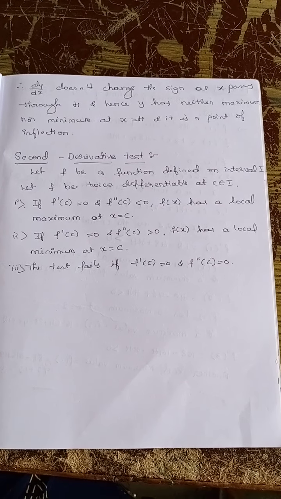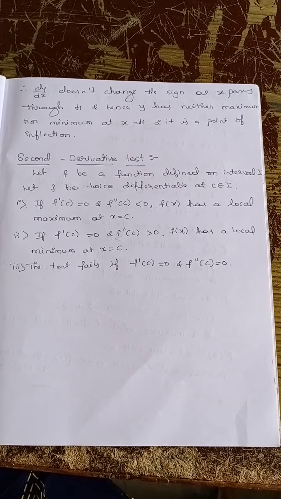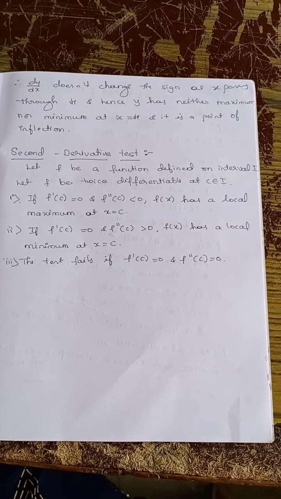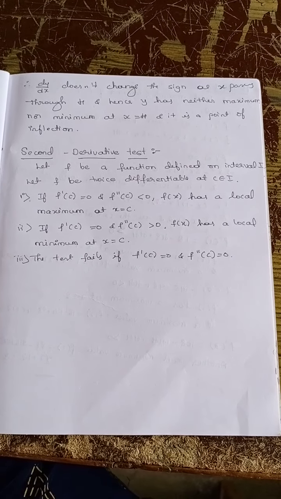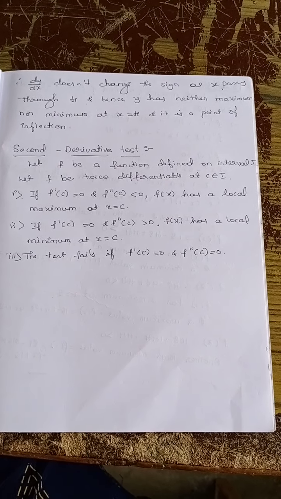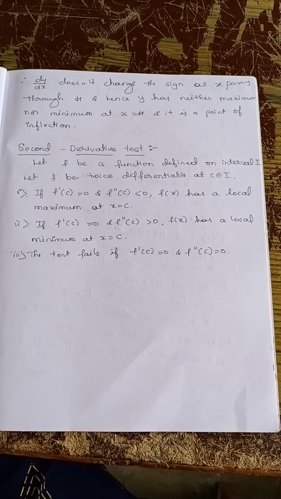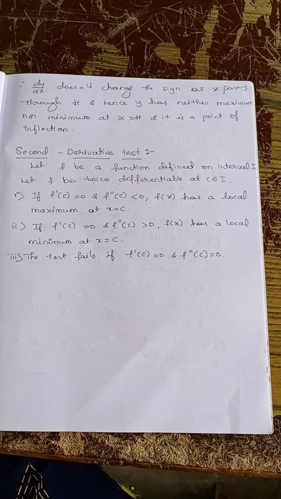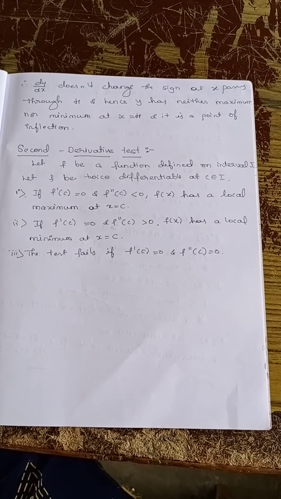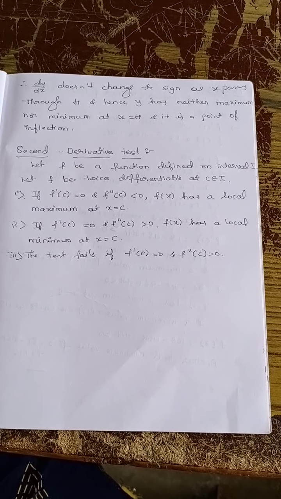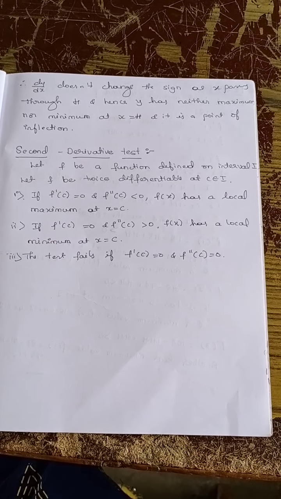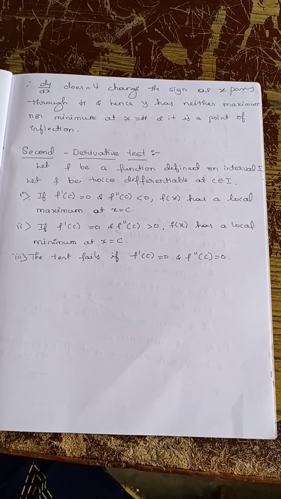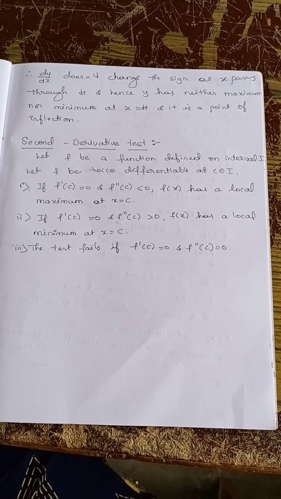Next is the second derivative test. Let f be a function defined on the interval I. Let f be twice differentiable at c belongs to I. If f dash of c is equal to 0 and f double dash of c is less than 0, then f has a local maximum at x equal to c. And if f dash of c is equal to 0 and f double dash of c is greater than 0, then f of x has a local minimum at x equal to c. The test fails if f dash of c is equal to 0 and f double dash of c is equal to 0.